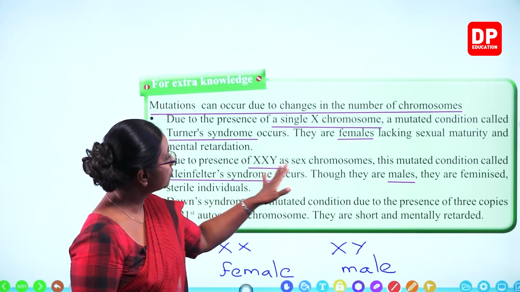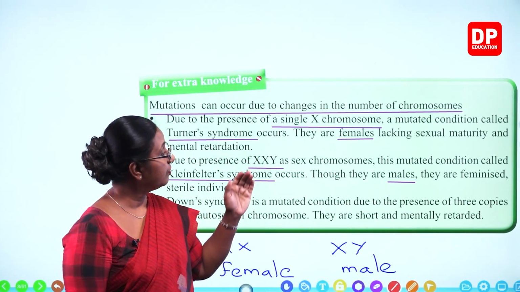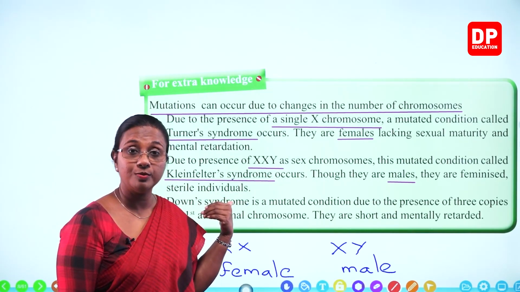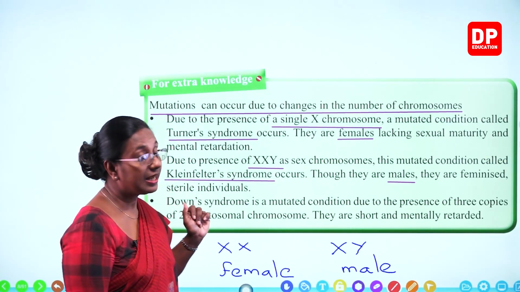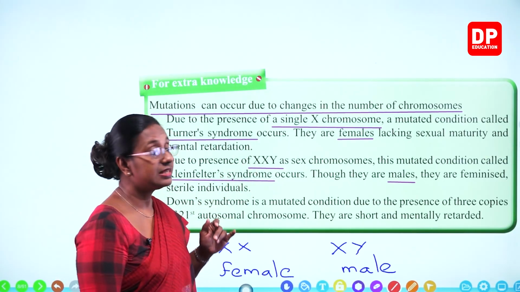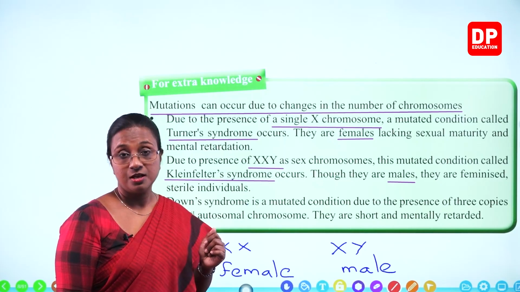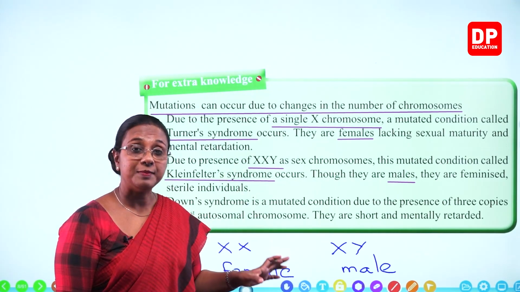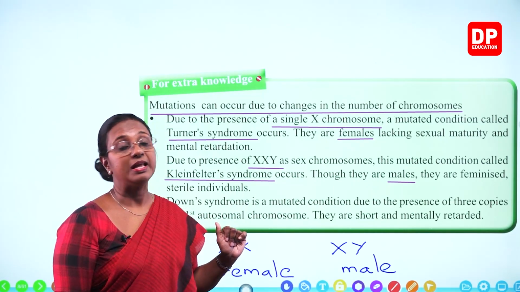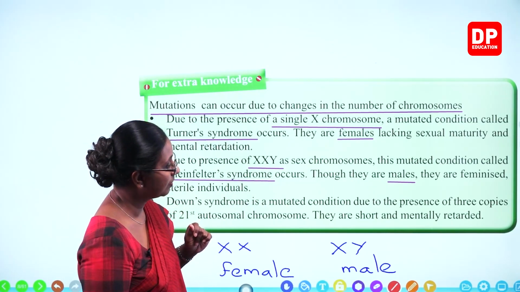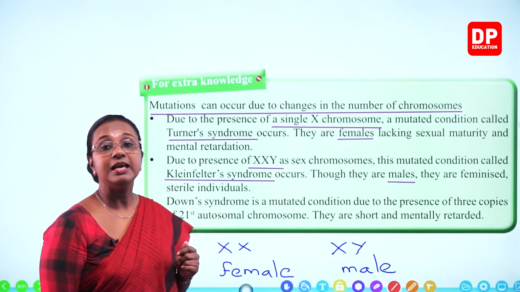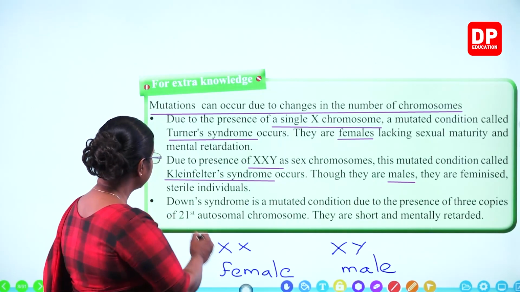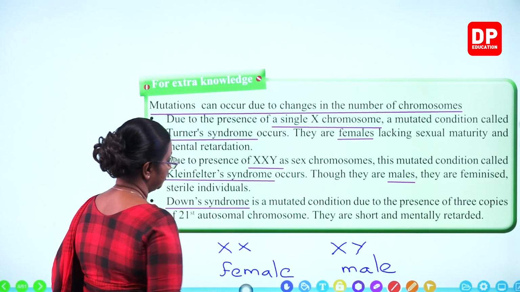Turner syndrome is seen in females where they lack sexual maturity and show mental retardation. But Klinefelter syndrome is where there is an additional X chromosome in males. Because of that, they are males with certain female characteristics. That is what is meant by feminized sterile individuals. Then there is the other syndrome that is known as Down's syndrome.